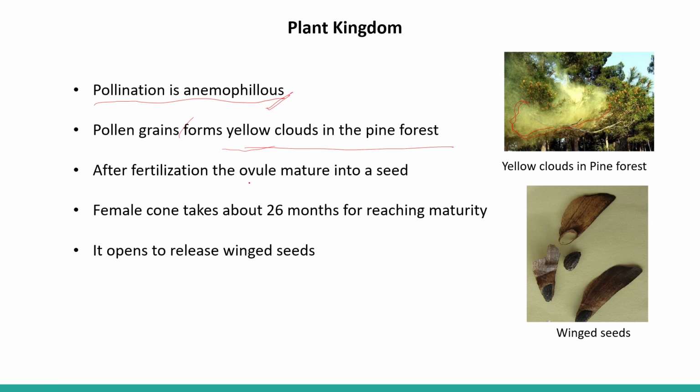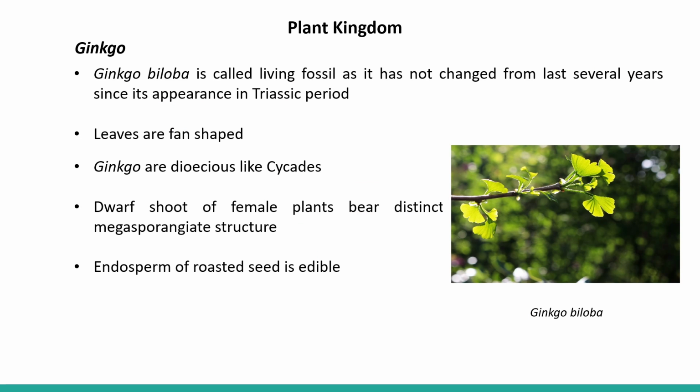After the fertilization, the ovule matures into seeds and the female cone takes about 26 months to reach its maturity. It opens and releases winged seeds. When the seeds are released, they have a wing-like structure. This is the position of the seed. Suppose this is the seed which was attached here. When it gets detached, it looks like this, and this wing-like structure helps it to move in the environment.